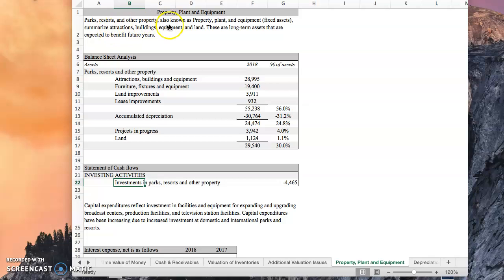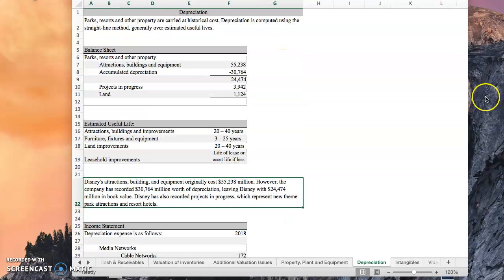Parks, resorts, and other property are also known as property, plant, and equipment, and they summarize attractions, buildings, equipment, and land, which actually makes up 30% of Disney's total assets. These assets are carried at historical cost, and depreciation is computed using the straight line method, generally over estimated useful lives. As we can see here, there are 4 different categories for the estimated useful lives of the assets.